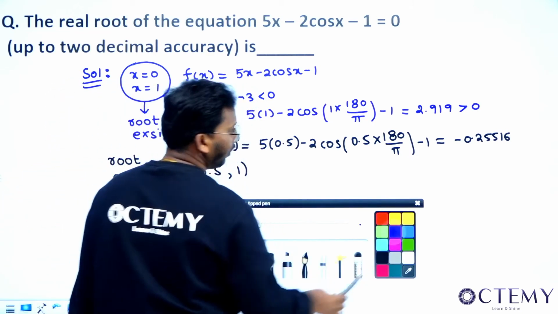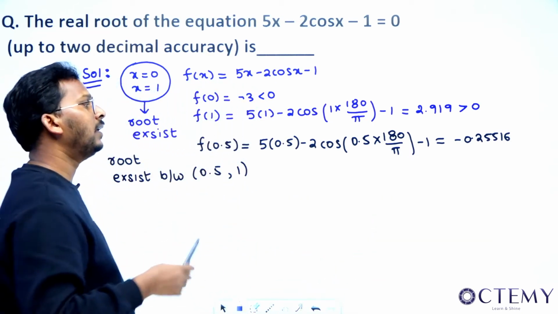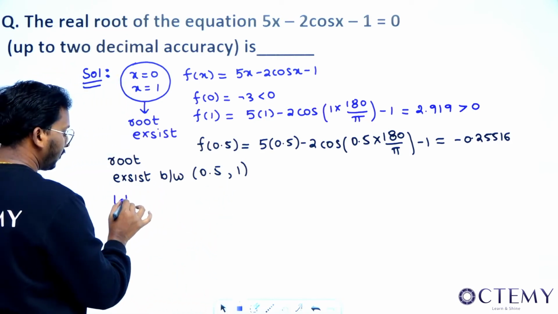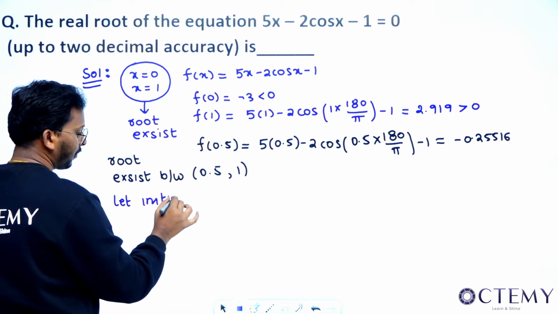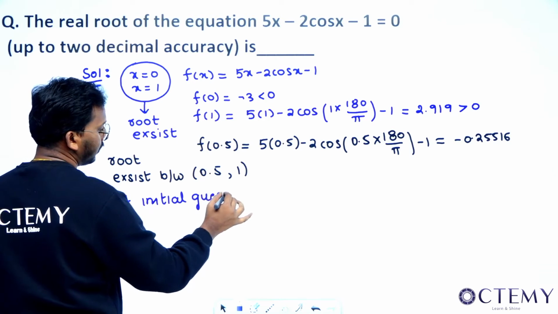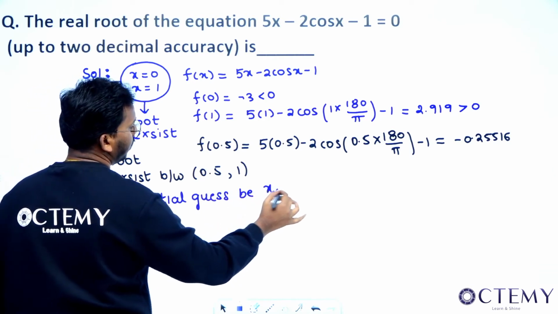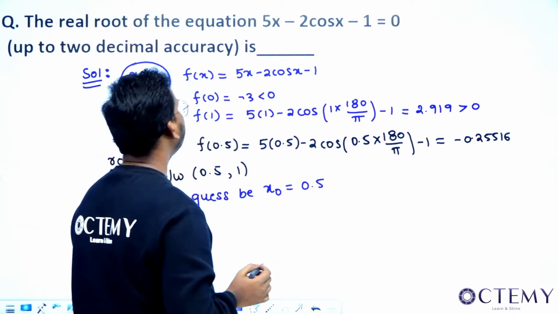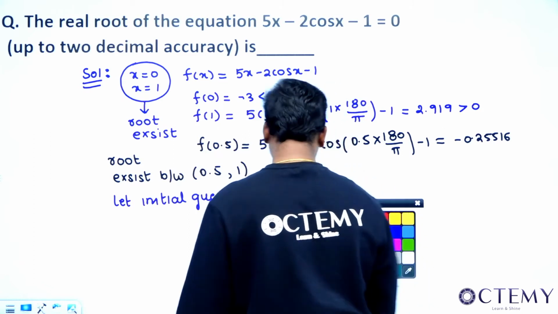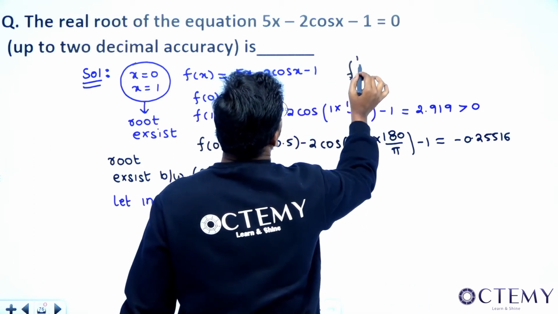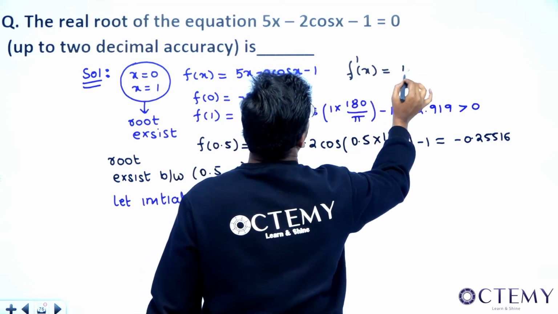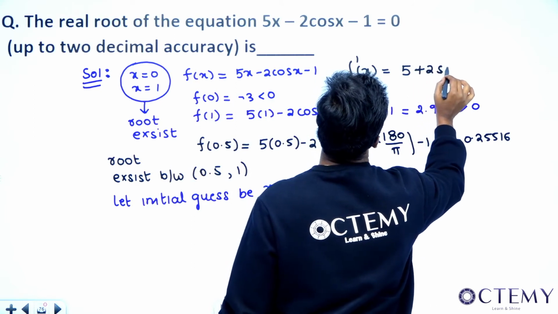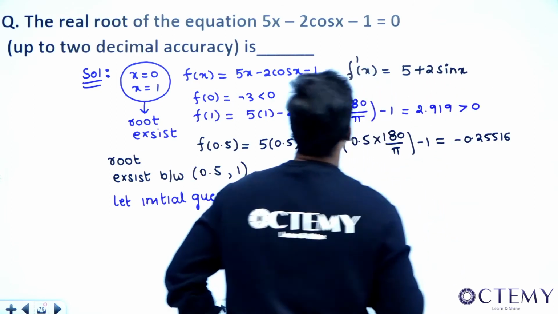Therefore, if you see, minus 0.2 is very close to 0. So let the initial guess be x naught is equal to 0.5. Right? If this is your f of x, what will be your f dash of x, sir? f dash of x will be equal to 5 minus 2 times cos x differentiation, which is minus sin x, so 5 plus 2 sin x, and 1 differentiation is 0, right?